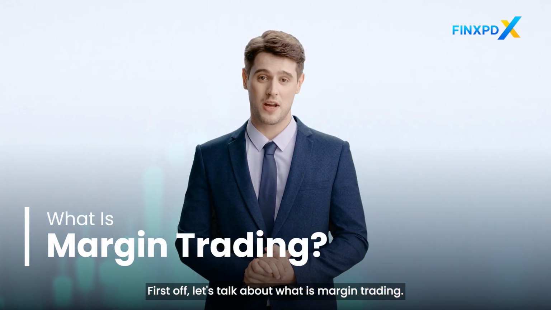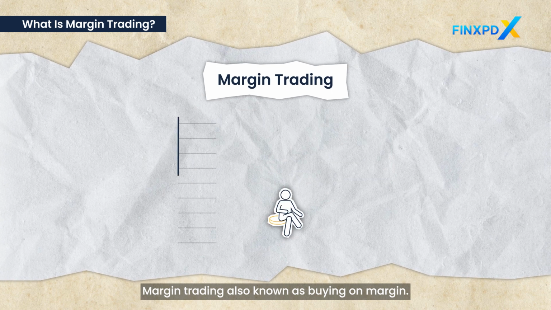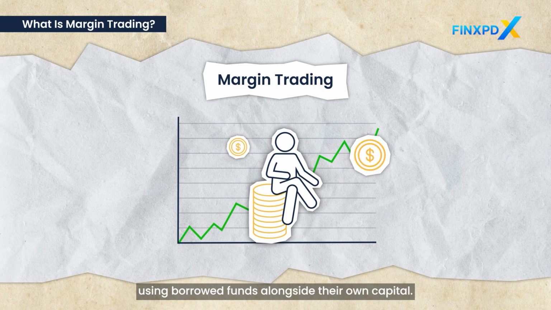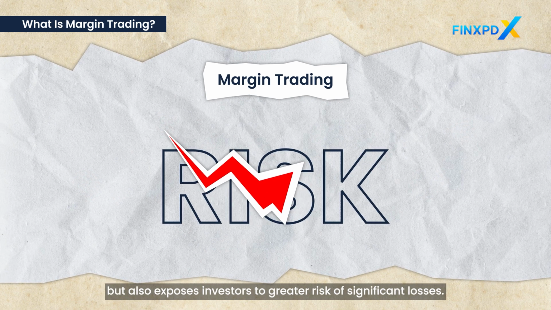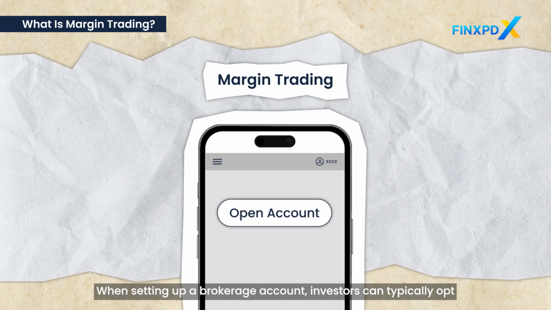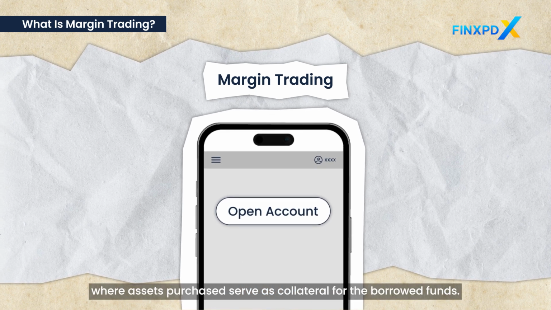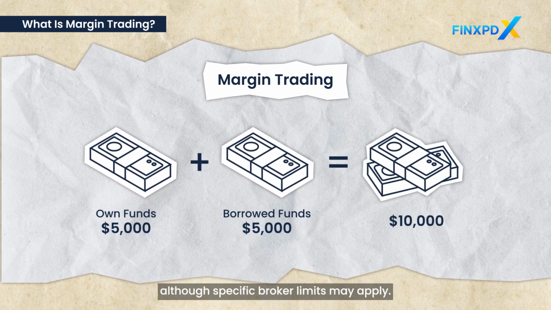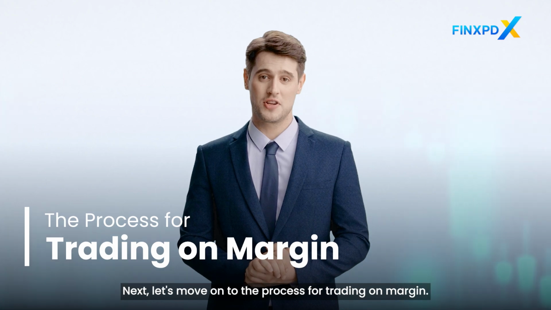First off, let's talk about what is margin trading. Margin trading, also known as buying on margin, enables investors to make larger investments using borrowed funds alongside their own capital. This practice increases the potential for higher returns, but also exposes investors to greater risk of significant losses. When setting up a brokerage account, investors can typically opt for a margin account, where assets purchased serve as collateral for the borrowed funds. Regulations generally permit borrowing up to half of the investment's purchase price, although specific broker limits may apply.